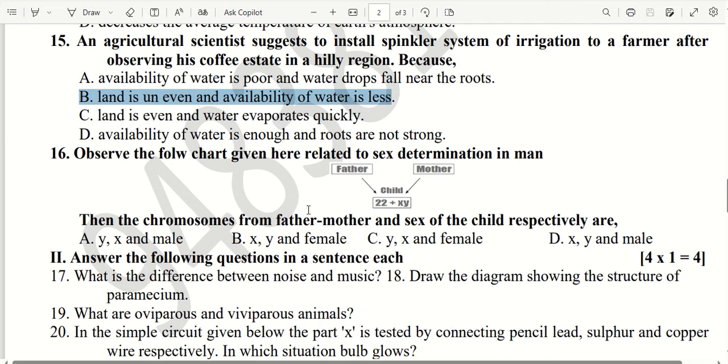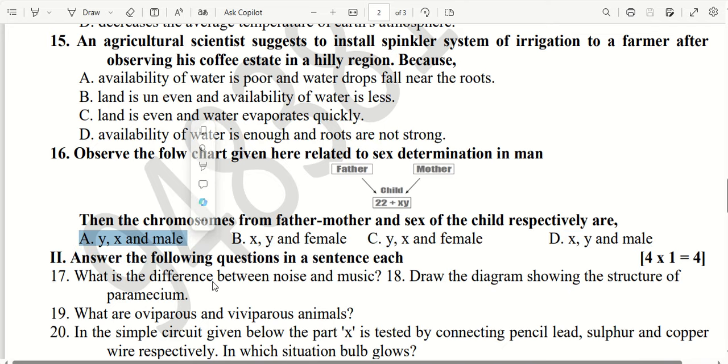Observe the flow chart given below and relate the sex determination in man. Here it was XY chromosomes from the father, the Y chromosome, and from the mother the X chromosome. The baby is male. Option A is the correct answer.